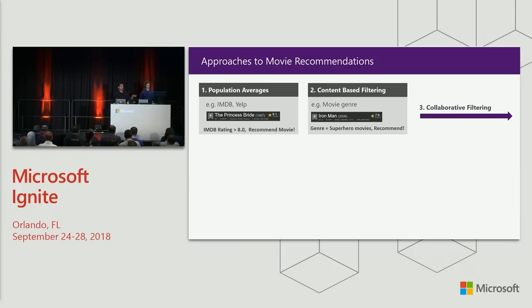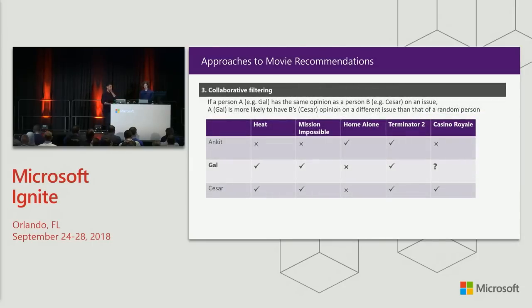The third approach that we're going to be showing you with ML.NET is called collaborative filtering. Collaborative filtering is one of the more popular recommender systems that are now being used in a lot of the recommendation systems across the products you use, like Amazon, Netflix, and all that kind of stuff. So let's get into that.